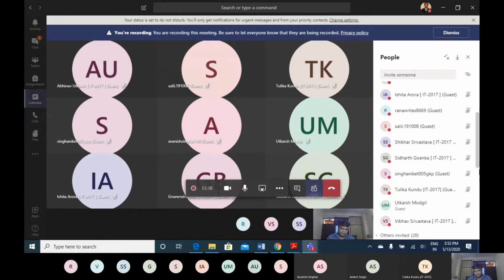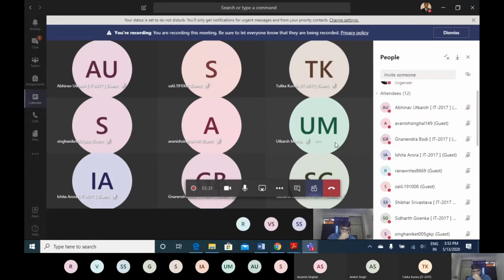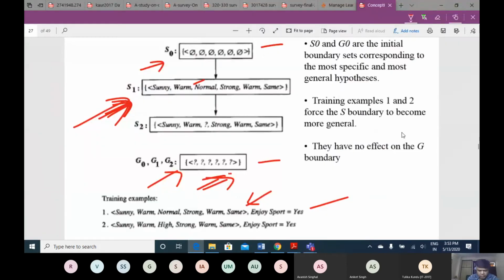Tulika, Vibhav, Salil. Salil. Sir, more general than S1 and less specific than G0, G1, G2, right? Yes. Sir, give me only one.